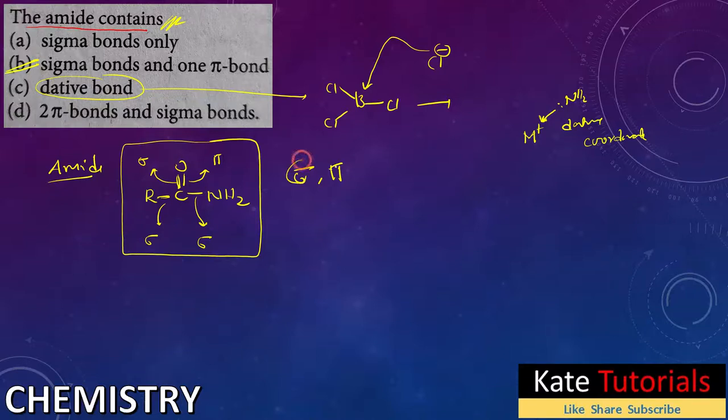And you know about sigma bond and pi bond, no need to explain that. So in amide it has got a sigma bond as well as a pi bond. So option B is the correct option. You can solve these problems only when you know what amide is, right?